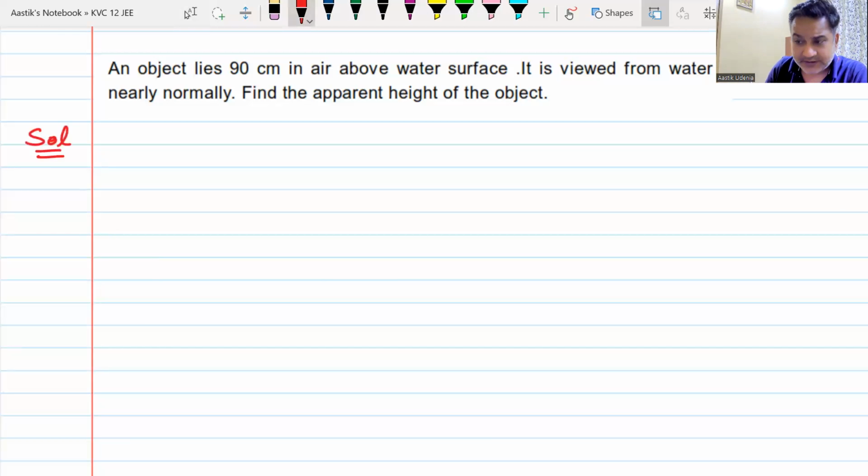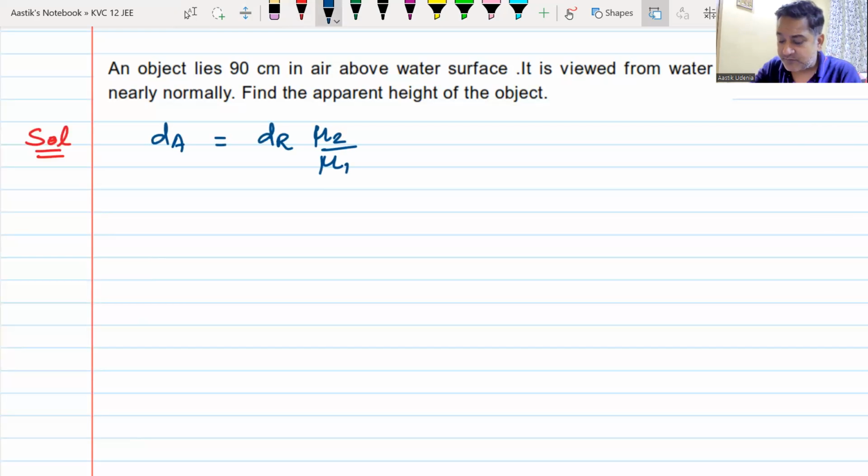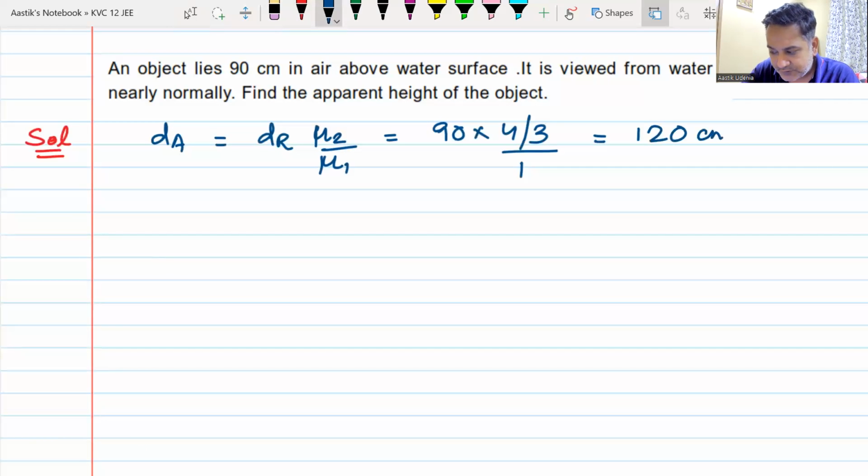So how to do this? Again, we apply the same formula. Remember, it does not matter from where to where it is going. I apply apparent depth is equal to real depth into mu2, the second medium from where I am watching, divided by mu1, the first medium in which that object is kept. 90 multiplied by mu2: water, I'm watching it from water, refractive index is 4/3. This is kept in air, refractive index is 1. That is your answer. 90 multiplied by 4/3, and I think the answer will come as 120 centimeters. Yes or no? Yes, sir.